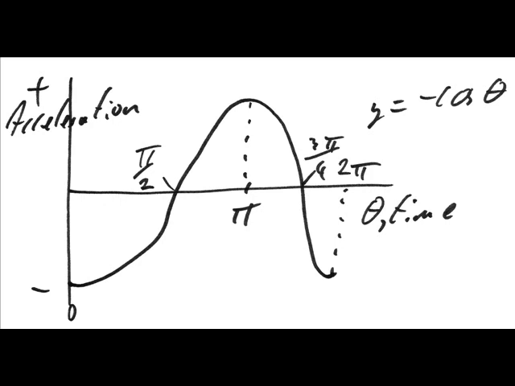When displacement is at its maximum positive value, velocity is 0, going from positive to negative, and acceleration is at its maximum negative value. When displacement falls to 0 from positive, velocity is maximum negative, and acceleration is 0, going from negative to positive. When displacement is negative maximum, velocity is 0, going from negative to positive, and acceleration is maximum positive.